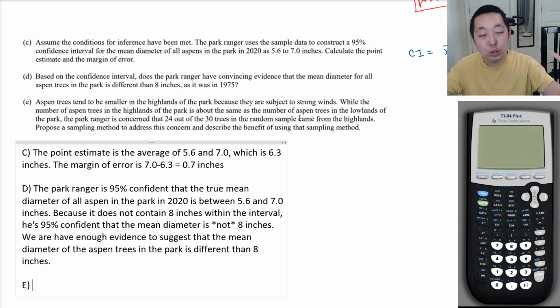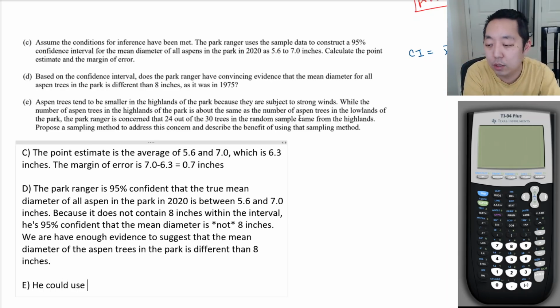Okay, so if you have two categories, here's the problem: even though he randomly selected from the group, just by his randomness, he happened to grab too many from the highlands group. Okay, and that is a weakness of it. If you think there's two groups and that they would behave differently, then you may want to separate those and sample from each group, and we call that a stratified sample. He could use a stratified sampling method instead.